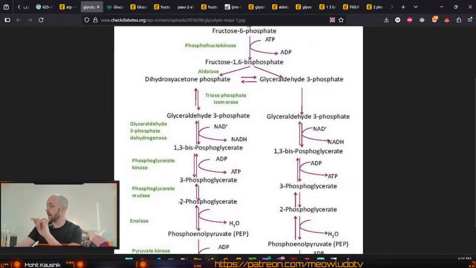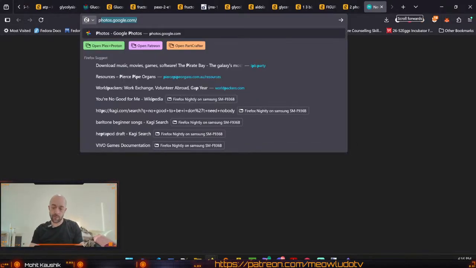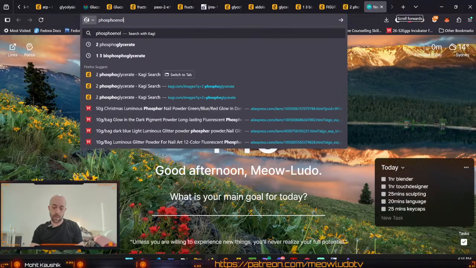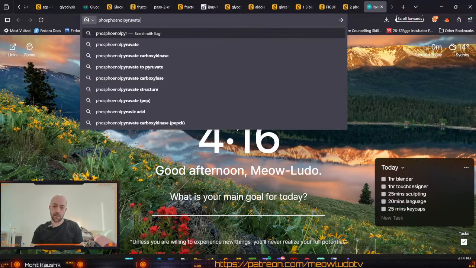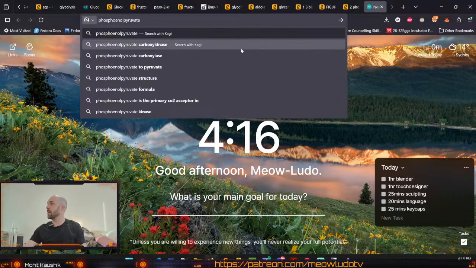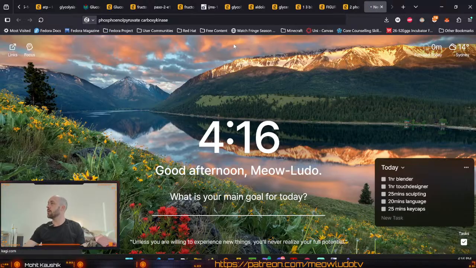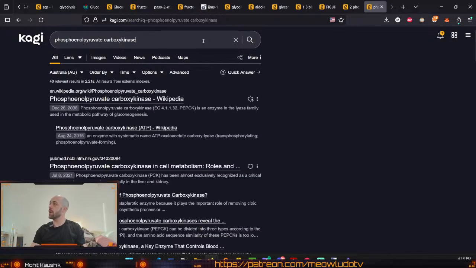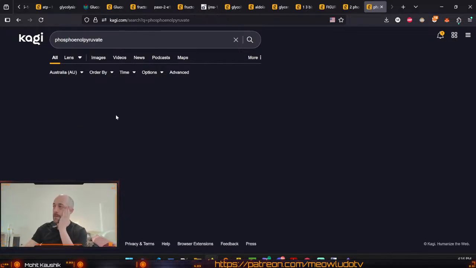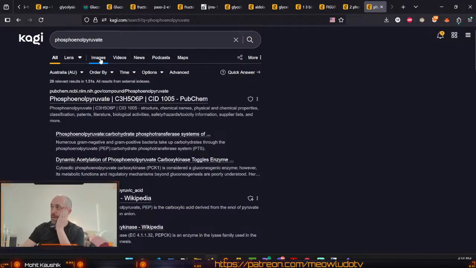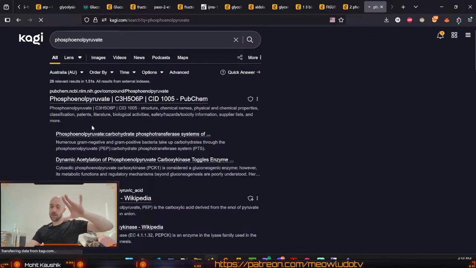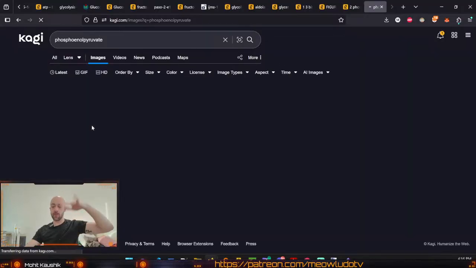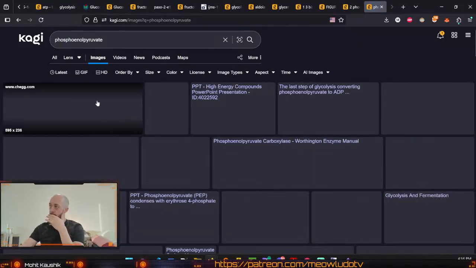Phosphoenol pyruvate. Let's have a look at what that is. We don't want the enzyme. Okay, so what's happening here? We're almost at the bottom now, and then we'll run through the entire process so we can understand what's happening at each step. Phosphoenol pyruvate.